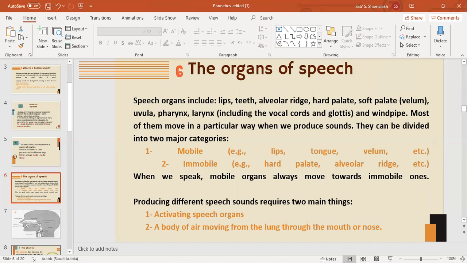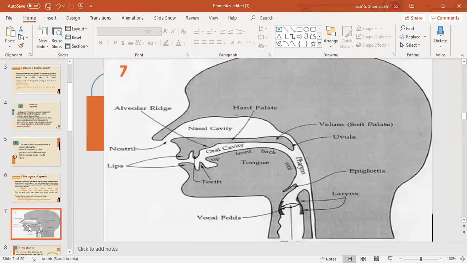We let air pass through these organs to produce language. So we want to recognize the organs of speech. Okay, first I want you to see a picture. Before reading the slide, I want you to see the picture. Here are the organs of speech.